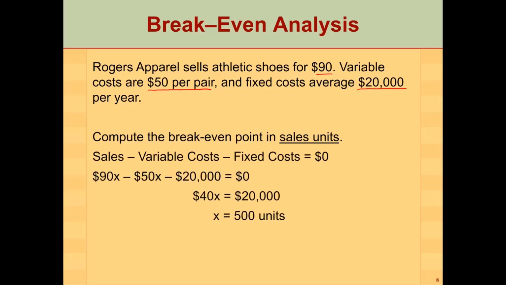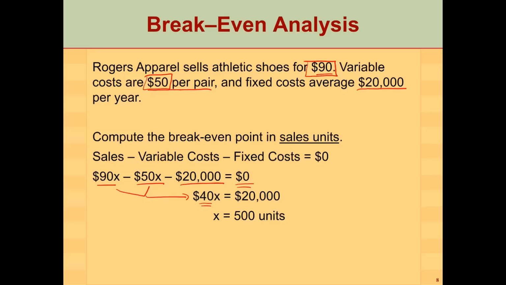So if I set this up, there is the way that it would look. 90x, so $90 times the units that are sold, minus the $50 variable cost times the units that are sold, minus the $20,000 in fixed costs must be zero. That's how I set my formula up. I do a little algebra. I combine these there. So there's 40, which is my contribution margin per unit, right? Think about this up here. The $90 is the sales price. The $50 is the variable cost.